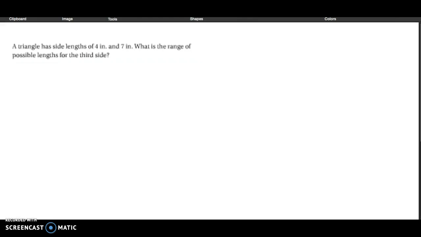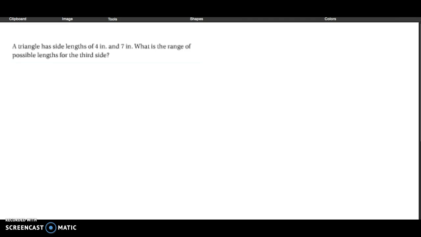Okay, let's find the range of possible side lengths for a triangle that has side lengths of 4 and 7. There's a bunch of these types of questions on your homework for my honors kids, so it's good practice.